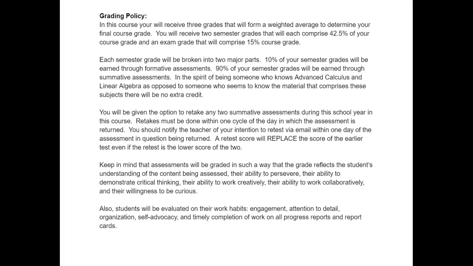Okay. Keep in mind that we're going to be putting notes on your report card about the 21st century skills, your ability to persevere, think critically, work creatively, be collaborative, and be curious. There's also going to be notes in your report card about your work habits, engagement, attention to details, your organization, your ability to self-advocate, and your timely completion of work.